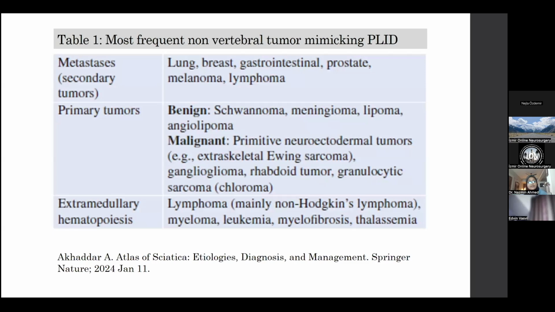So there are lots of non-vertebral tumors mimicking PLID. Most commonly, there's a schwannoma, and an anteriorly placed neurofibroma can typically mimic the prolapsed lumbar intervertebral disc. There may be some rare etiologies like lymphoma, myeloma, leukemia, or any extradural metastasis, etc.